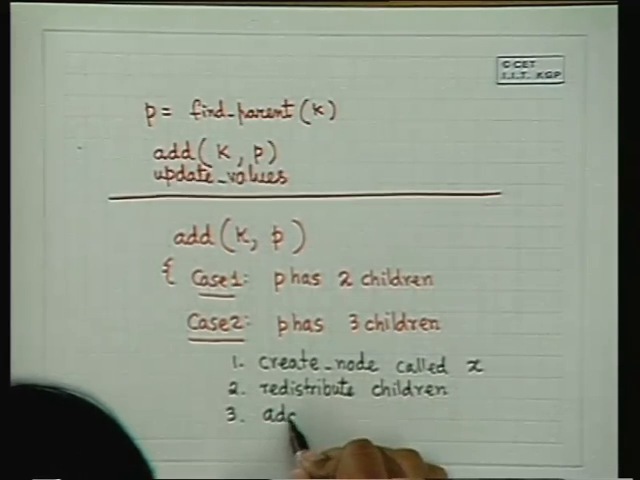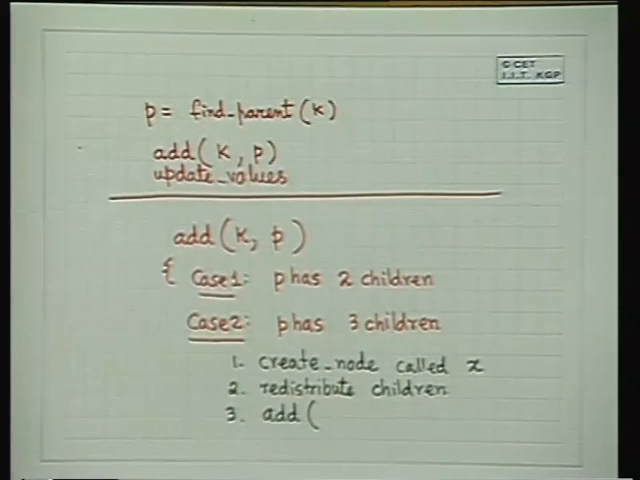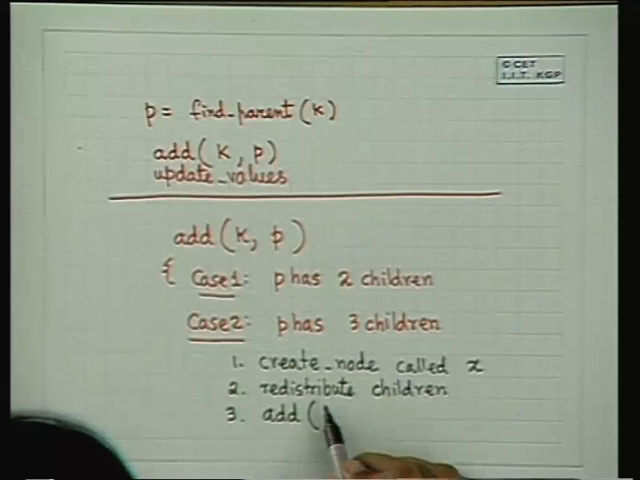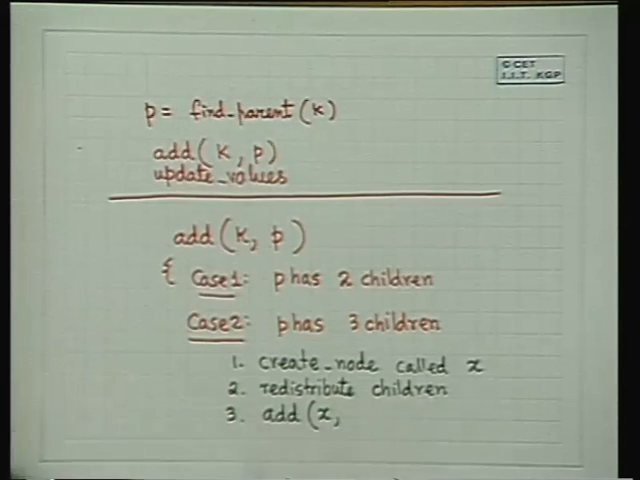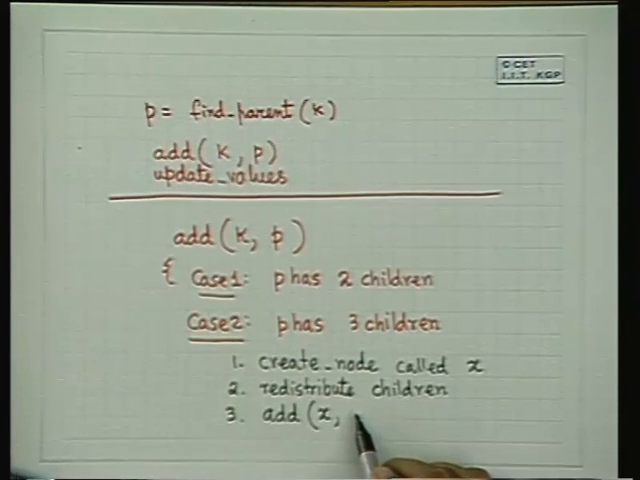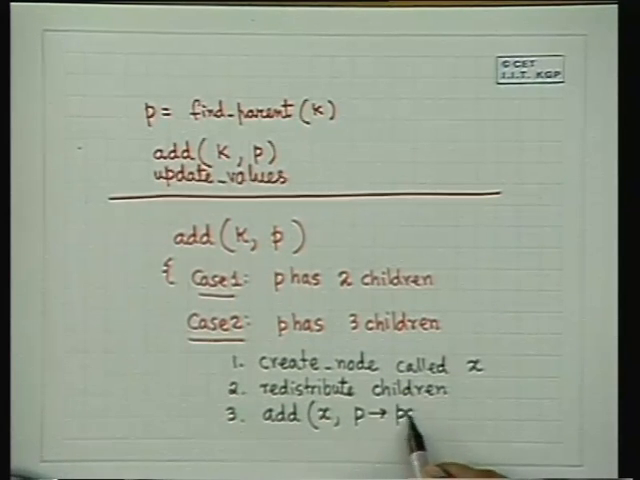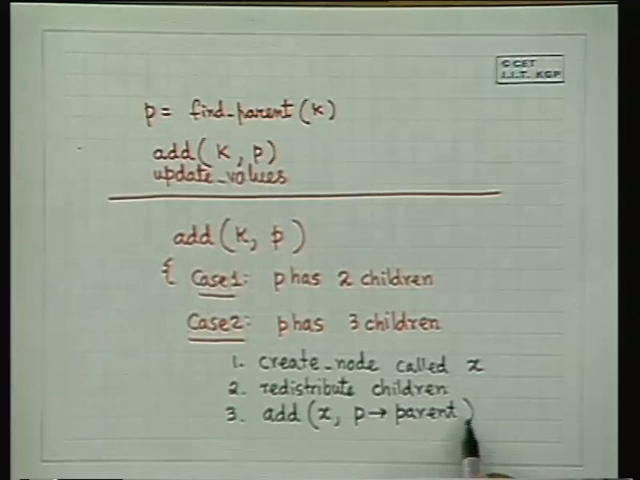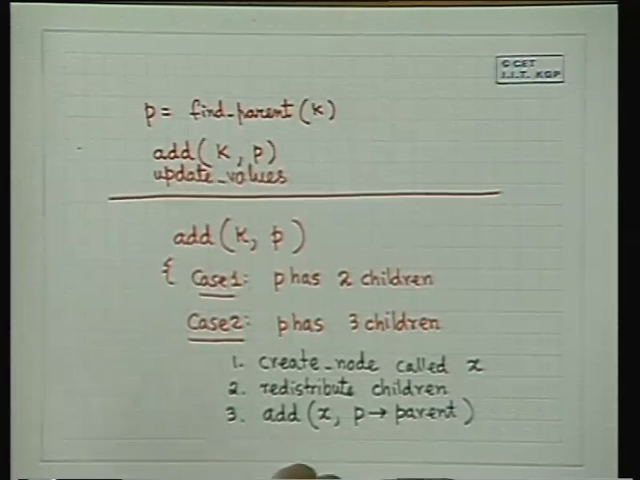Add, this is the overall approach, add what? X into where? P parent, isn't it? Add this fellow to the parent of P. Add this new node to the parent, and recursively this is the overall structure.